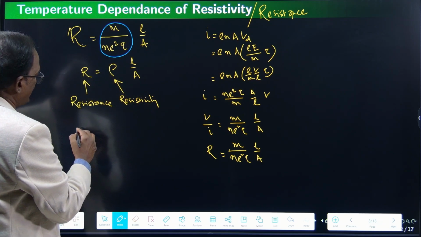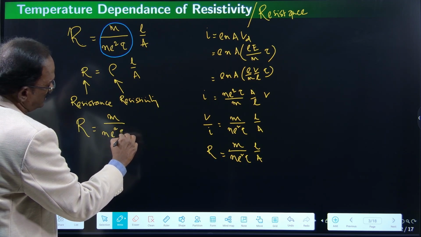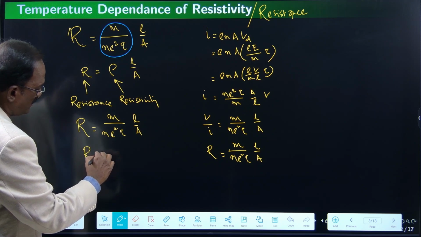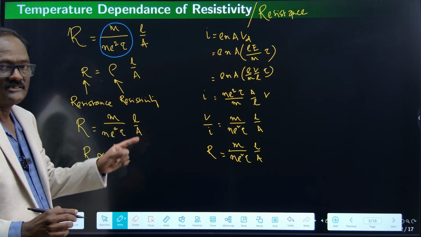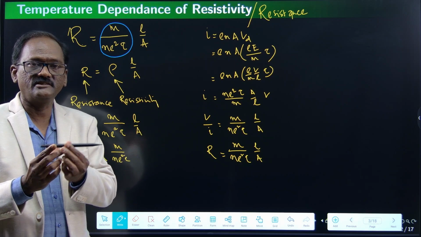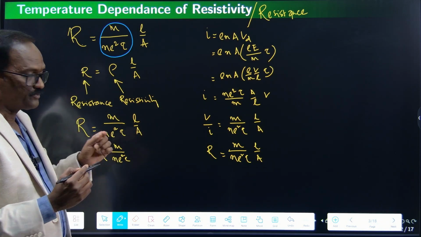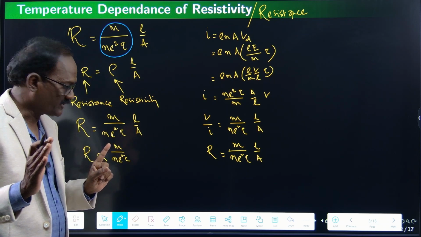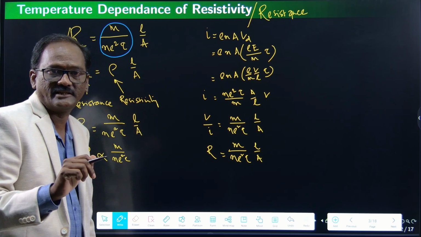Let me take again this expression, R is equal to m upon n e square tau, L by A. I will write it as R is proportional to m upon n e square tau. First I have kept L and A constant, for the chosen material. Length I know, cross-sectional area I know. So R is proportional to m upon n e square tau only. m is always constant, the mass of the electron. n, the free electron density, varies from material to material.